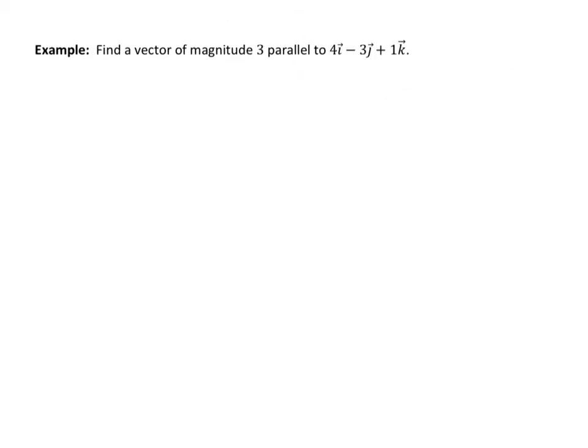This problem is very, very similar to the last one. I just didn't break it into 2 steps. So I'd like you to pause the video and try this one on your own. You're being asked to find a vector of magnitude 3 that's parallel to 4i minus 3j plus 1k.